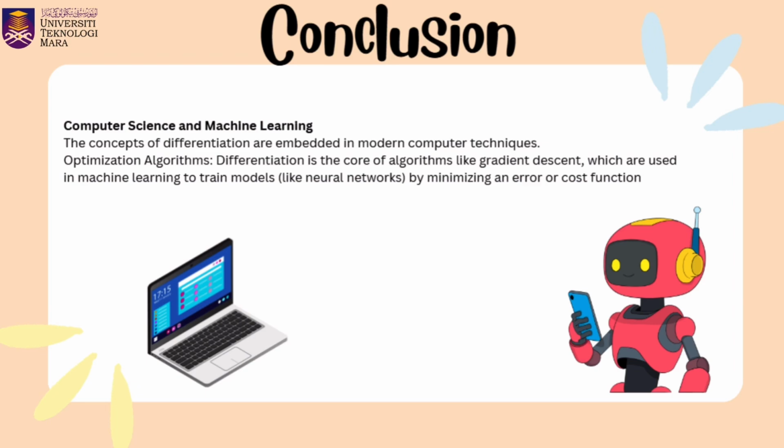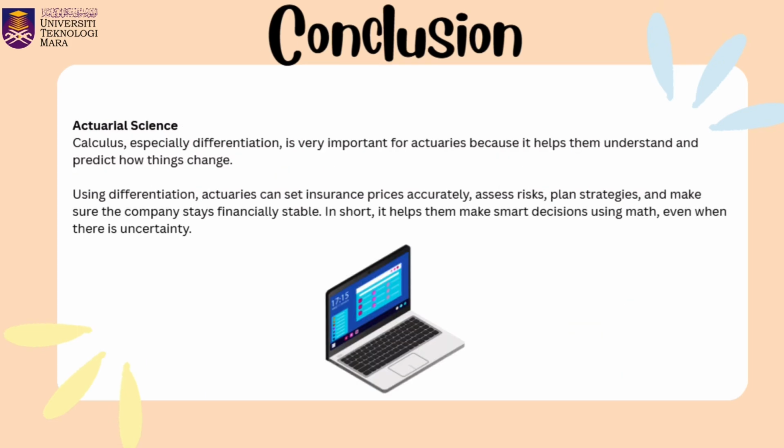In conclusion, differentiation is useful for computer science and actuarial science. For computer science, the concept of differentiation is embedded in modern computer techniques. In optimization algorithms, differentiation is the core of algorithms like gradient descent, which are used in machine learning to train models. Meanwhile, for actuarial science, differentiation is very important for actuaries because it helps them understand and predict how things change.